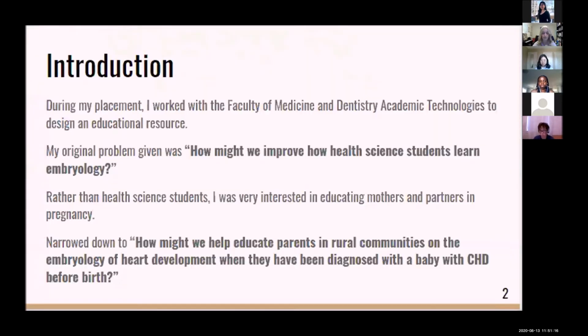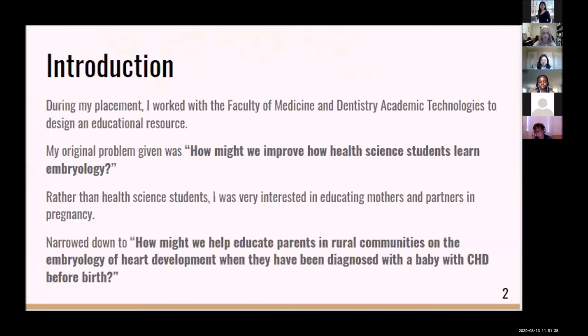So during my placement, as I just said, I worked with the Faculty of Medicine and Dentistry's academic technologies to design an educational resource. While planning to design, we used methods like coming up with how might we questions. So this helped me think of a wide variety of issues to research and find out what the best form of design would be to fit the issue.